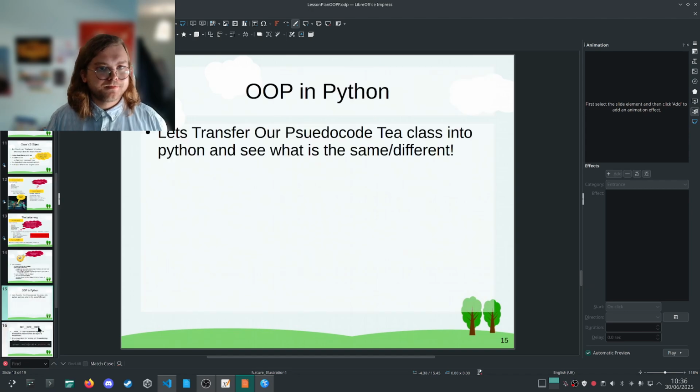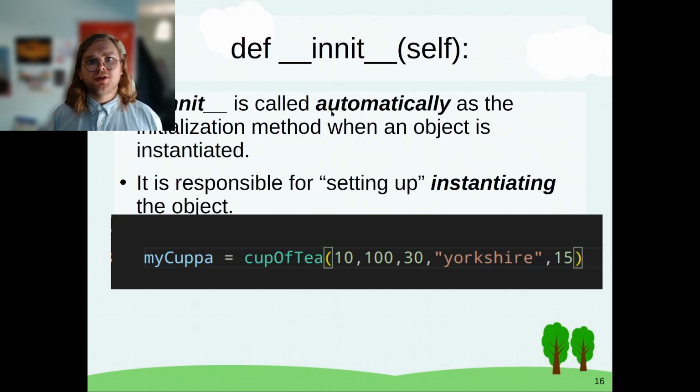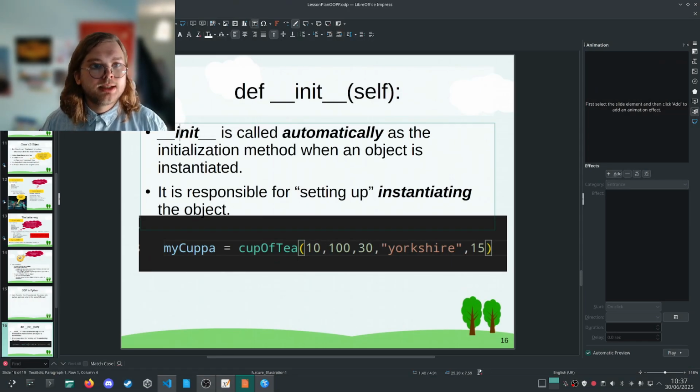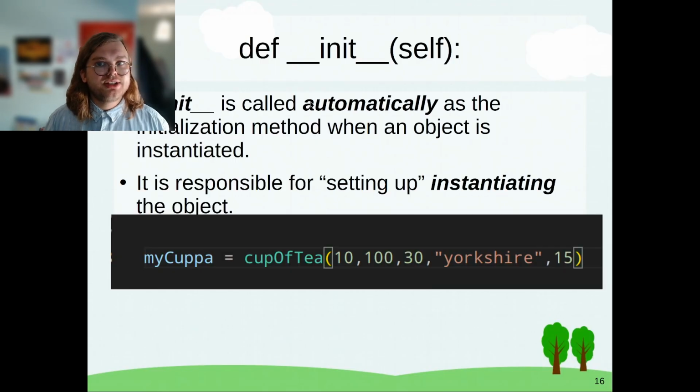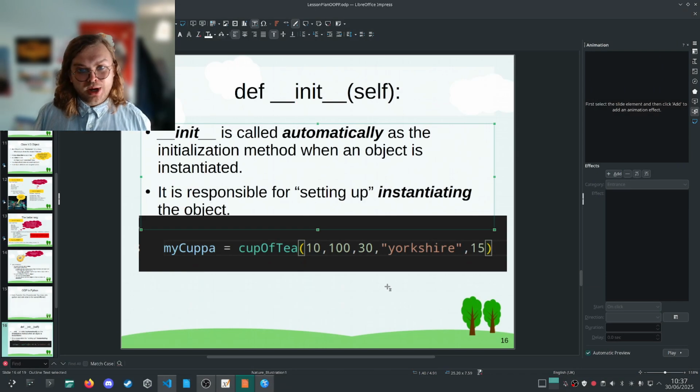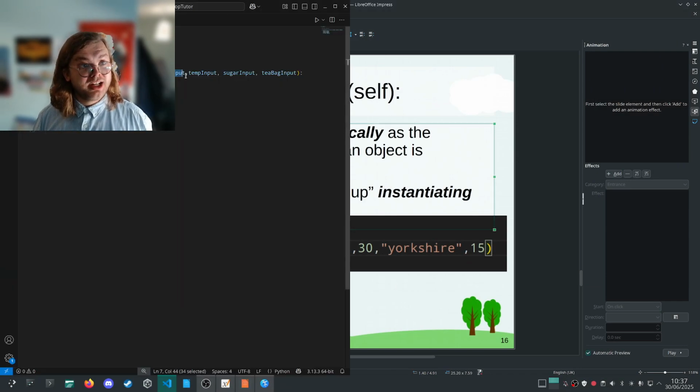Okay. So, let's talk about init. So, def init, and I've used two N's, my bad. Def init is called automatically as the initialization method when an object is instantiated. And it's responsible for setting up or instantiating the object. So for instance, at the bottom, you can see that we have my cup of tea, 10, 130, Yorkshire, 15, which relates to this, right?